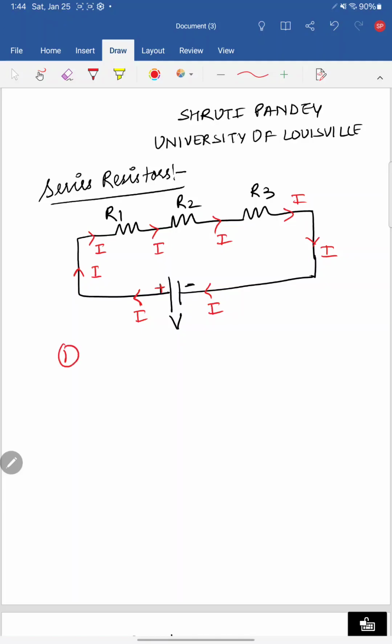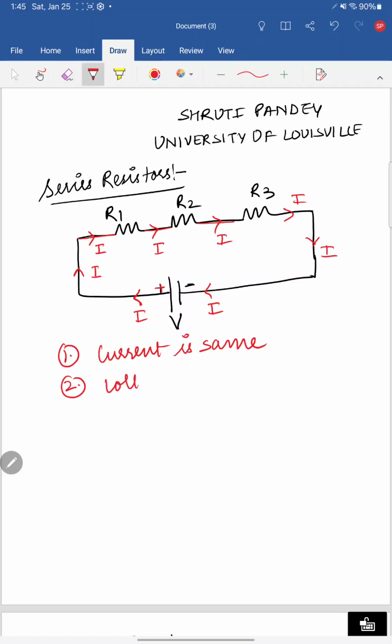So the first thing which we are revising here, and which we have derived in the class before, is that current is always the same in the resistors which are connected in series. You can see that it's a closed wire, right? So whatever current is flowing from here, the same current will flow all over, right? So the first thing which you need to remember is this.